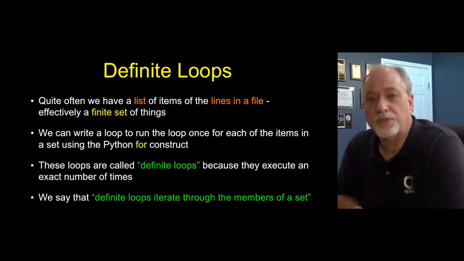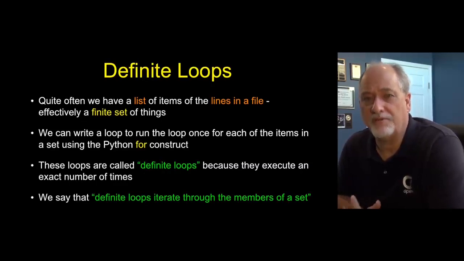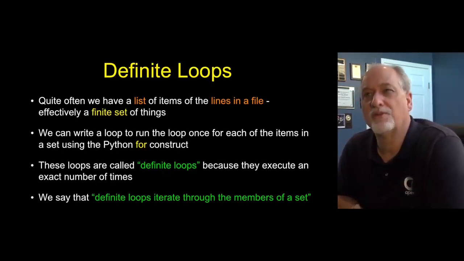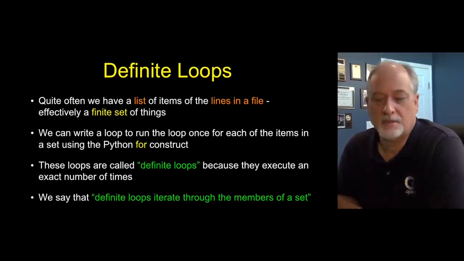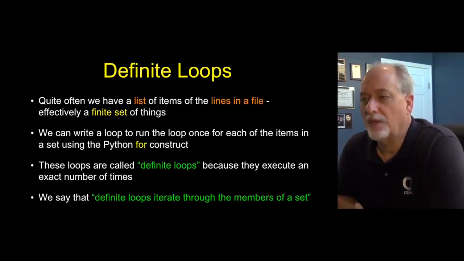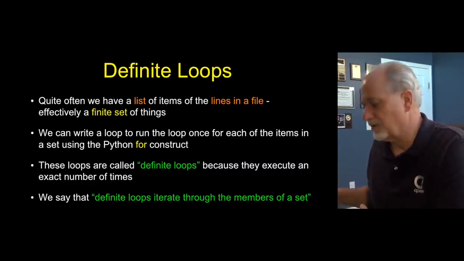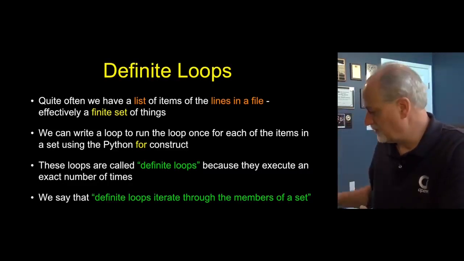So definite loops use the for keyword, and the idea of a definite loop is it's going to loop through some set of things. It might be a set of lines in a file, it might be a set of characters in a string, it might be a set of strings in a list of strings, but whatever it is, it's going to run a finite number of times depending on the thing that it's looping through. And we like this, and it's an easier way to construct it, and we actually don't have to deal with the iteration variable. The for loop includes a mechanism to construct the iteration variable for us. So definite loops iterate through the members of a set.